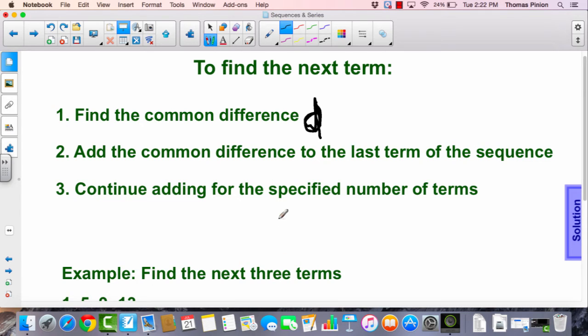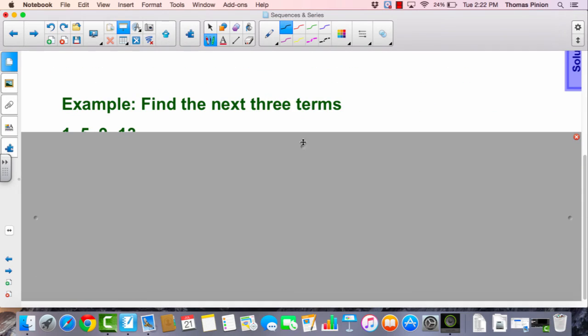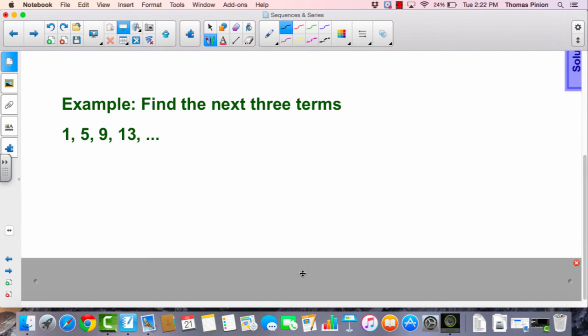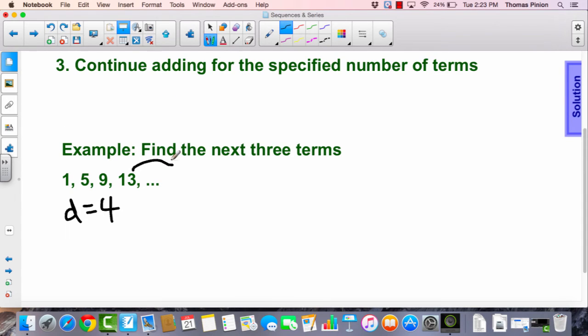Okay? It wants us to find the first 3 terms. Okay? Now, first thing you should notice is that the common difference is 4, because we keep going up by 4 each time. Now they want us to find the next 3 terms, so add 4 to 13, and we get 17. Add 4 to 17, we get 21, and then add 4 to 21, and we get 25. So there are your next 3 terms, 17, 21, and 25.